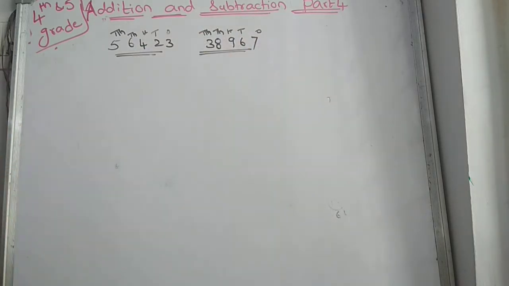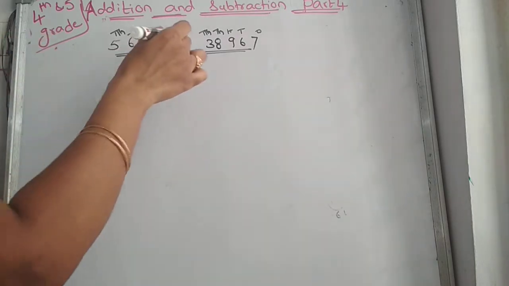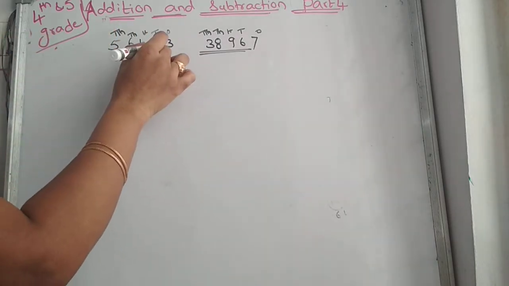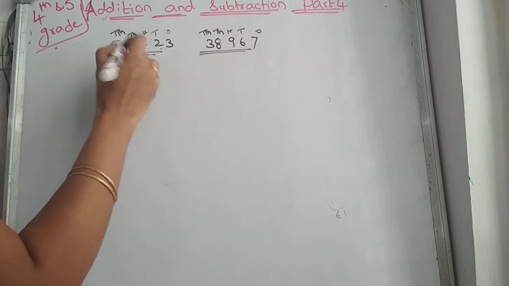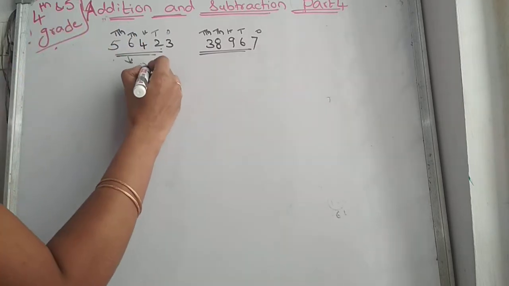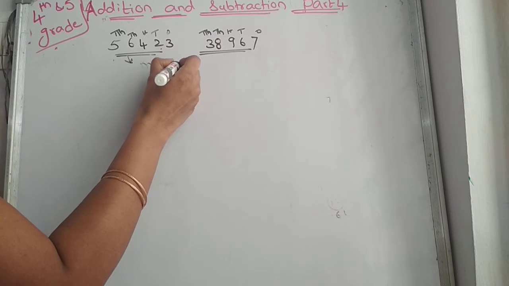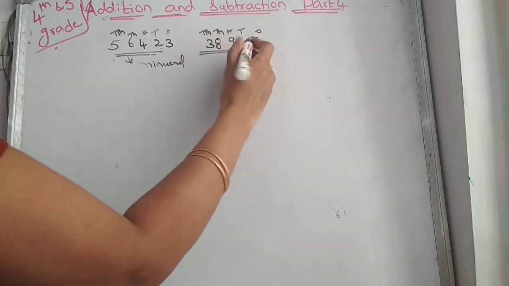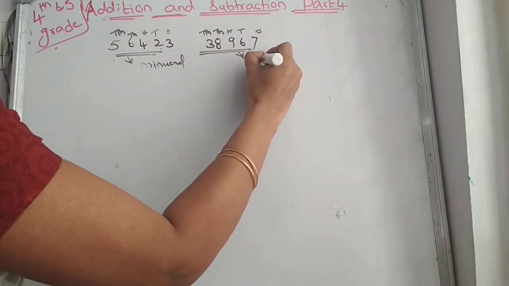A few members are getting confused about which is the first number and which is the second number. So which one is big? That number you can write first. Okay, this is called the minuend. Which one is the big number? That is called the minuend. This one is called the subtrahend because this is a small number.